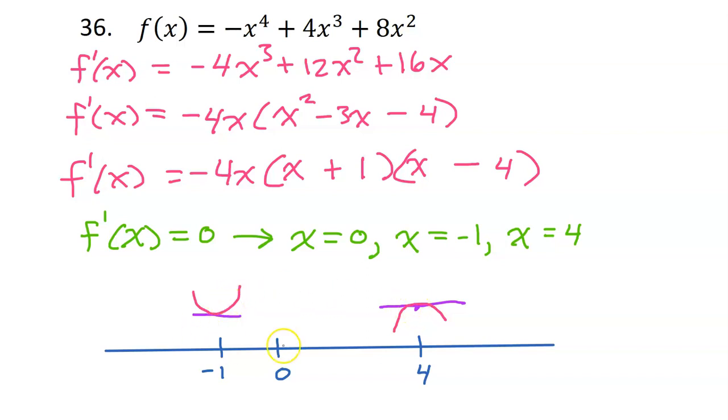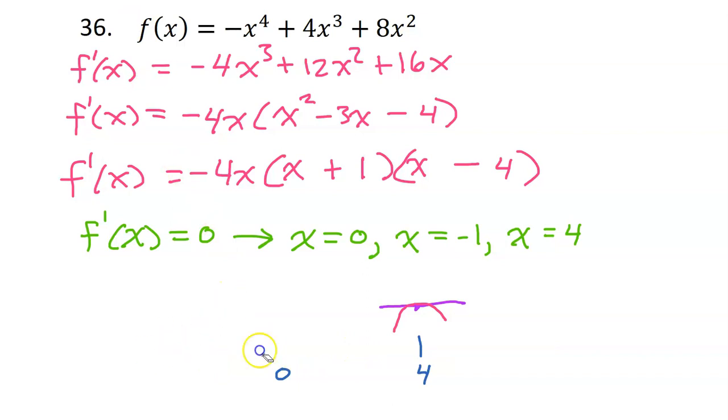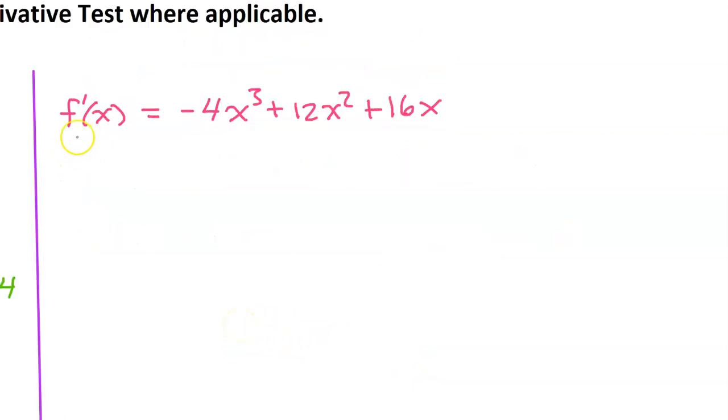So we don't need the number line, but we will need the second derivative, because that's how we tell if things are concave up or concave down. Let's go back to this version of the first derivative for a moment, because it will be easier to find the second derivative from here.